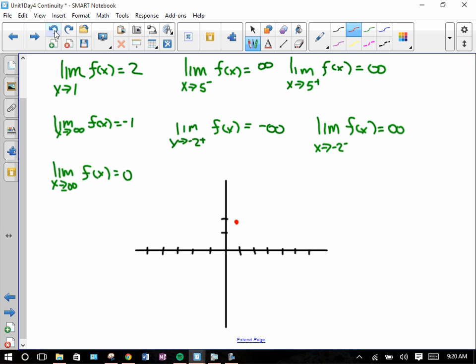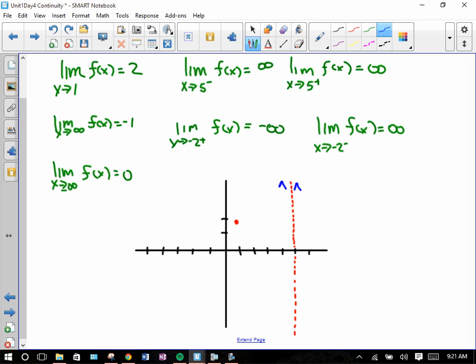It then says, as x approaches 5 from the left, f of x approaches infinity. As x approaches 5 from the right, f of x approaches infinity. When I have something approaching infinity, that means there's an asymptote there. So that tells me there's a vertical asymptote at x equals 5. On the left-hand side the y values are going towards infinity, and on the right-hand side the y values are going towards infinity. So this function is going up here and up here. Does that make sense?